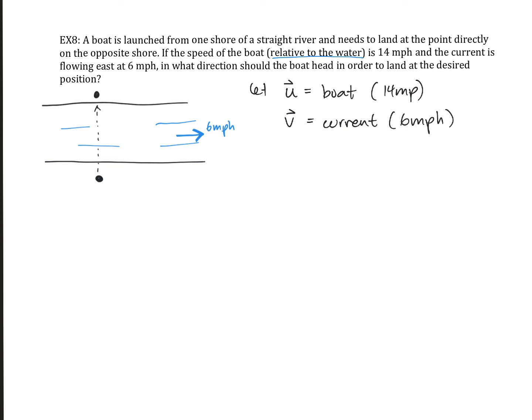And what are we looking for? Well, if I decide that I want to shove the boat off in some direction, I want to head it out a little upstream, right? So that as it's going upstream, the current can push it into the right position so that it ends up going directly straight across. So I want to find that. I'm going to call the green one w. And w is the resulting true speed of the boat.